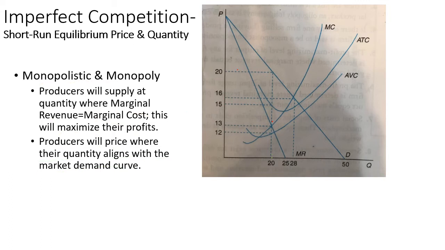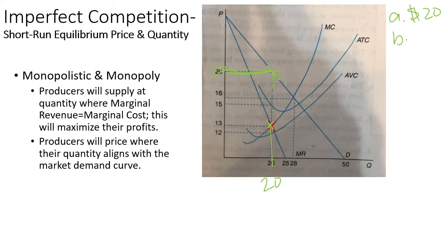Okay, so letter A says, what price is charged by the monopolist in order to maximize profits? We already figured out that we are going to produce where MC equals MR, so we're going to produce at 20. Then we're going to follow that up to the price that intersects the demand curve, which is over here at $20. So A, the price is $20.